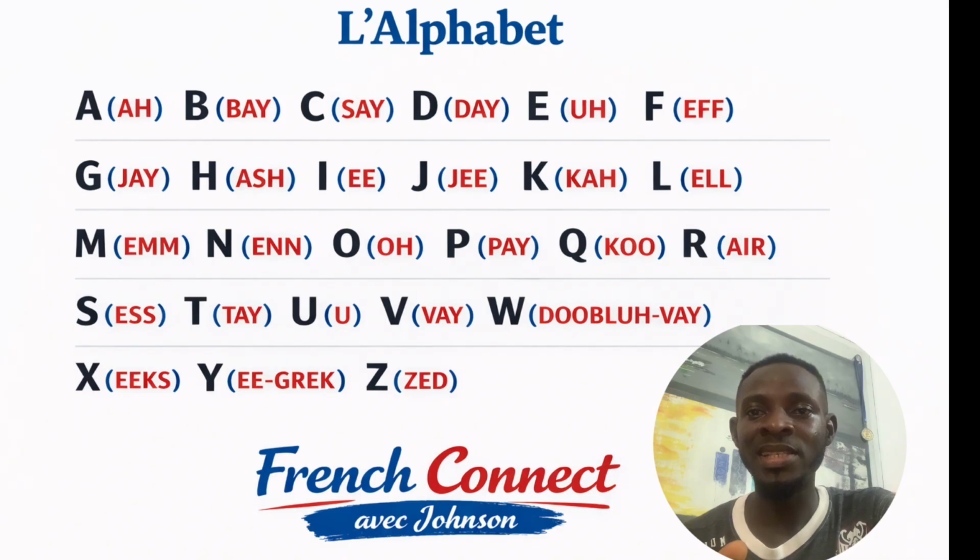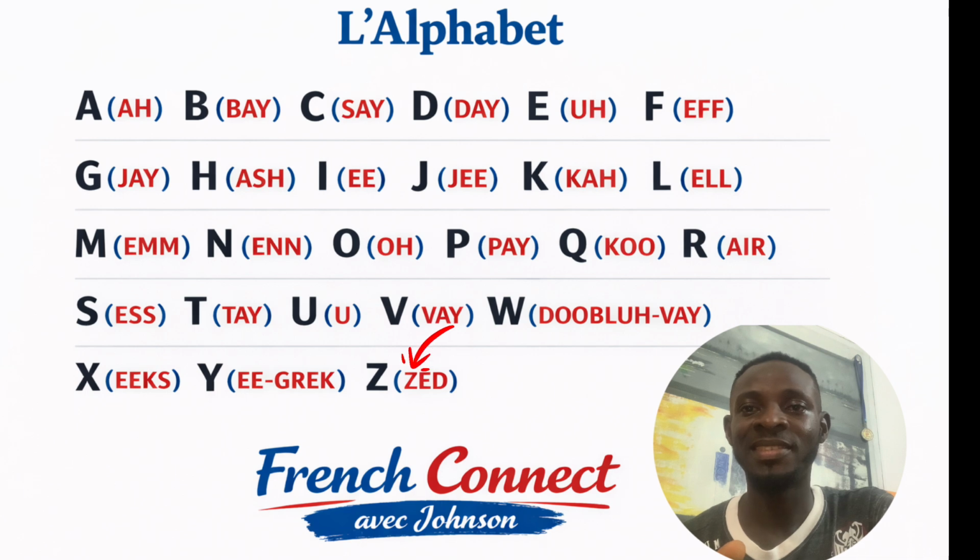Okay. So the next is X. Répétez. X. Encore. X. So X is our letter X. Now the next we have Y. Y. Répétez. Y. That's our Y. Then we have the last letter, Z. Z, which is letter Z.